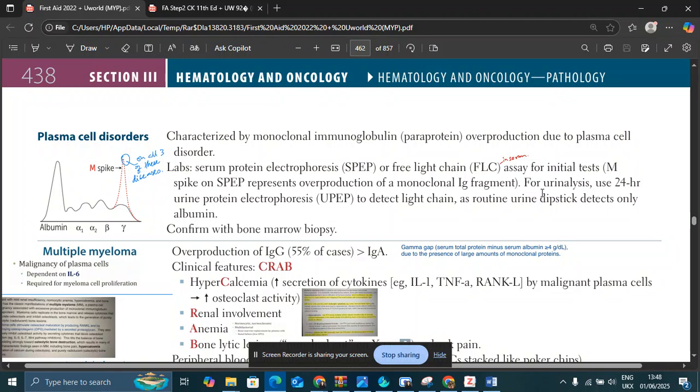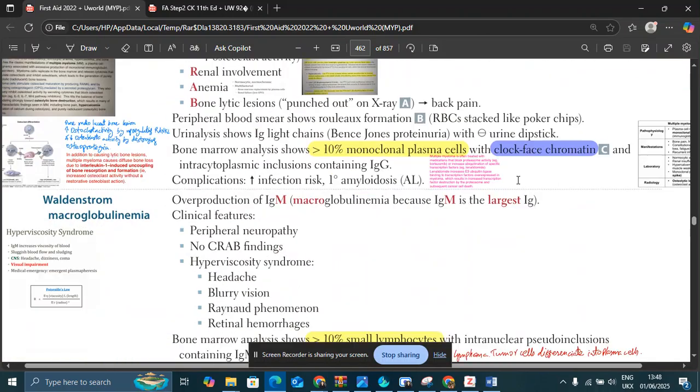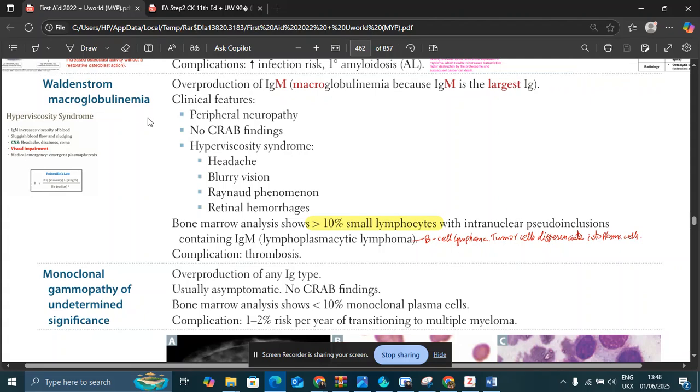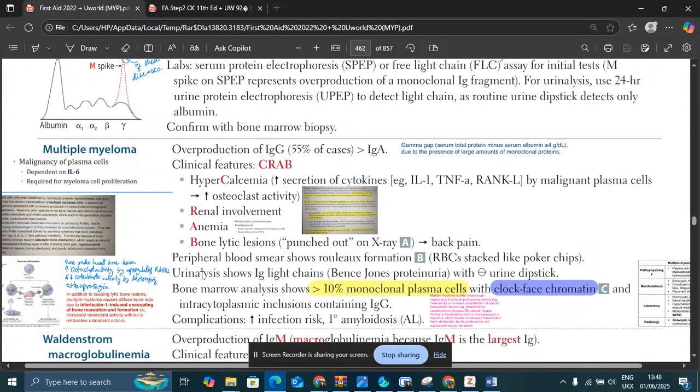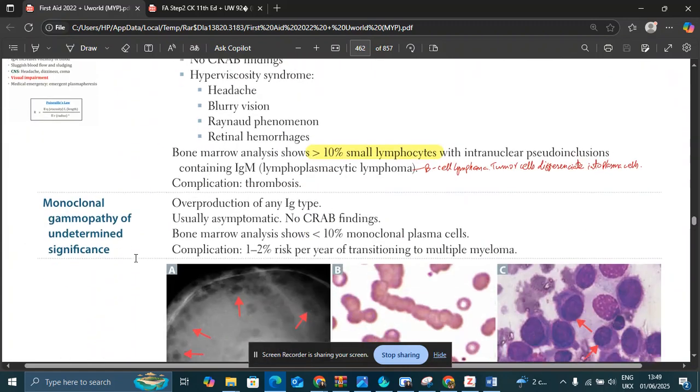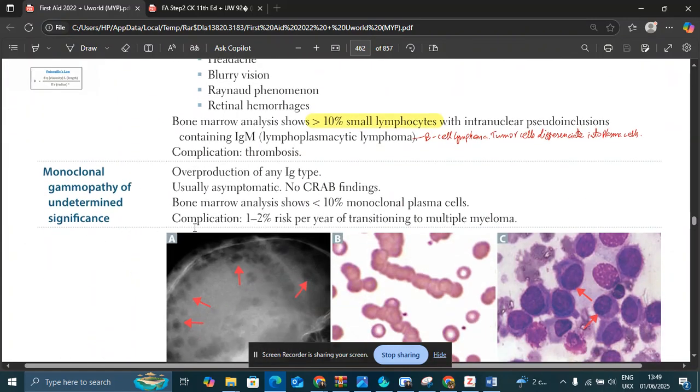Before we jump into this topic, I want to discuss Waldenström macroglobulinemia and MGUS, monoclonal gammopathy of undetermined significance. Because in my previous lecture, we have already talked about multiple myeloma. Everything you need to know about multiple myeloma, that lecture is very, very high yield. So I would recommend go and watch that lecture first because I wasn't able to talk about Waldenström macroglobulinemia and MGUS in that lecture. So I thought that I should cover these two topics because they won't take a lot of time.